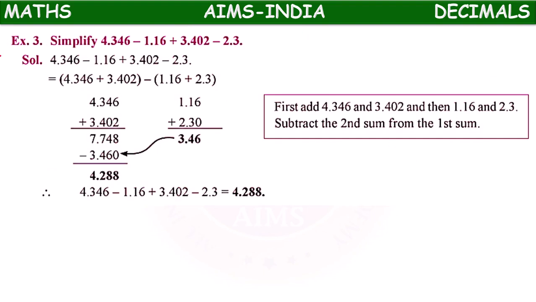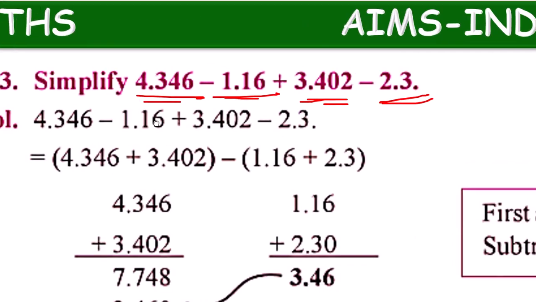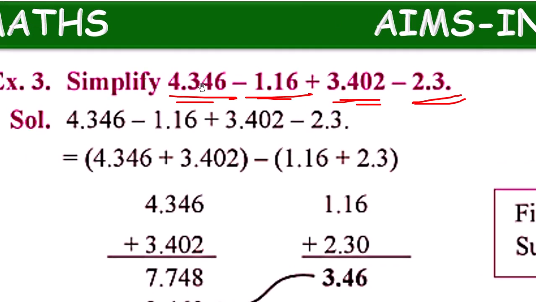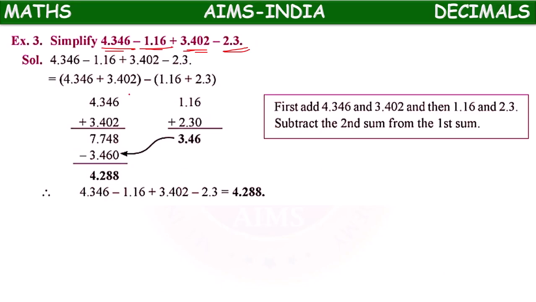Next, simplify 4.346 minus 1.16 plus 3.402 minus 2.3. We have to simplify this. But here, before this 4.346 there is no sign, means we can keep plus here. Means this is positive, this is positive, this is negative, this is negative, this is negative.